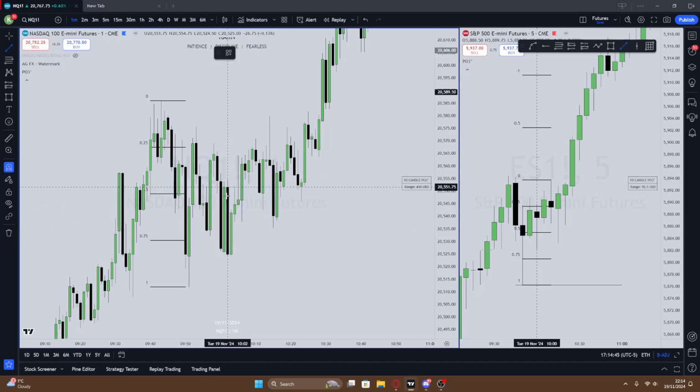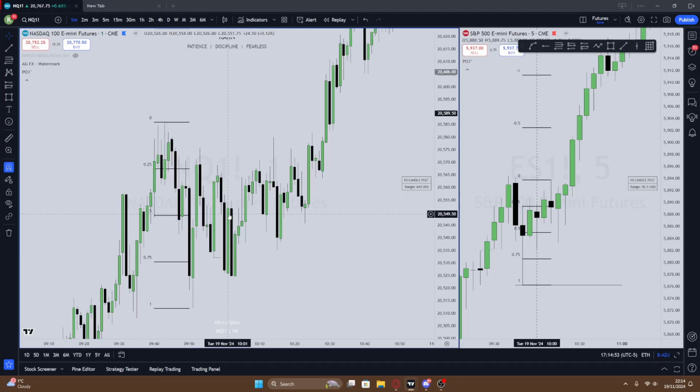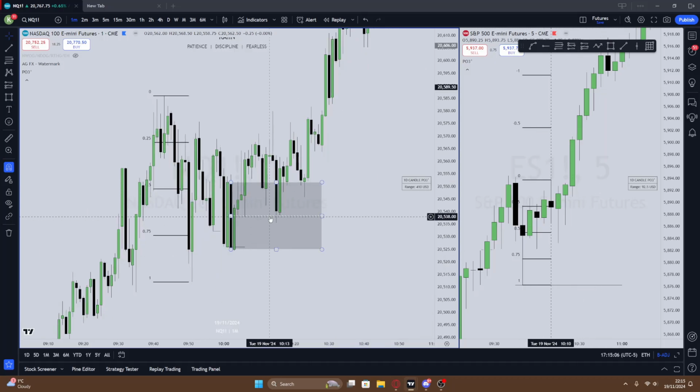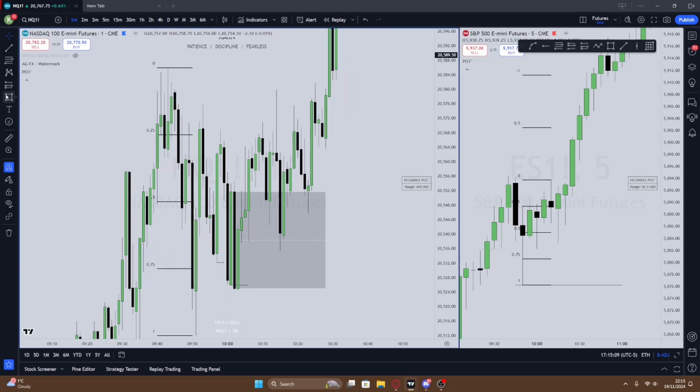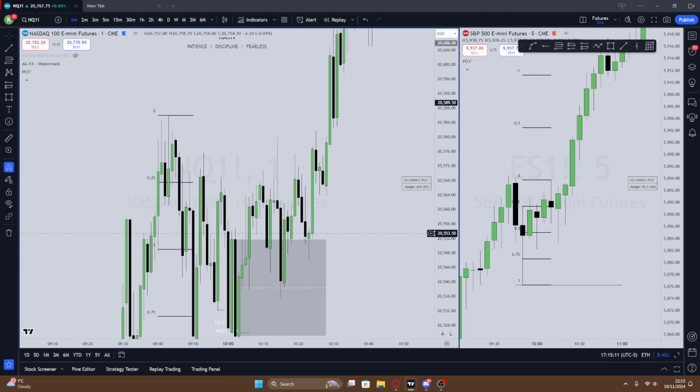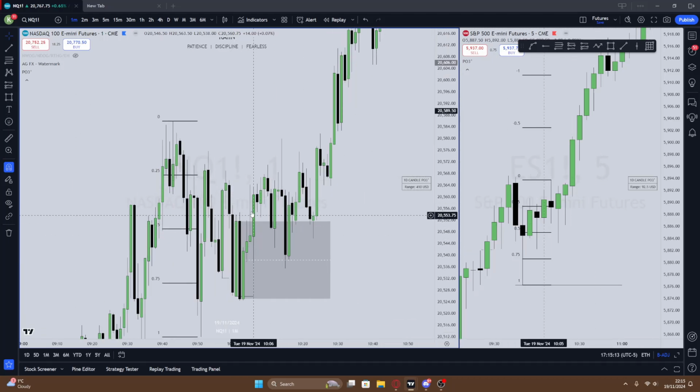But let me find it. So we had a sweep somewhere. Yeah, so this one swept there. Came higher, didn't make an order block. Came lower, swept this low here. So if this candle gets displaced above, then that becomes an order block. And as you can see, mean threshold is respected. And also we had a high resistance liquidity run here.